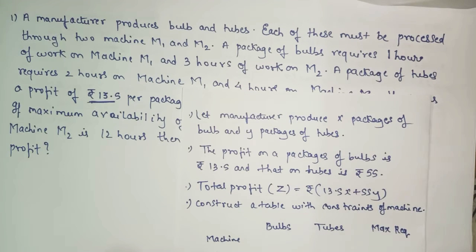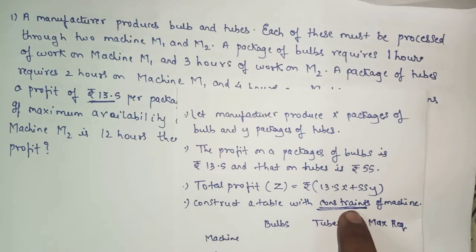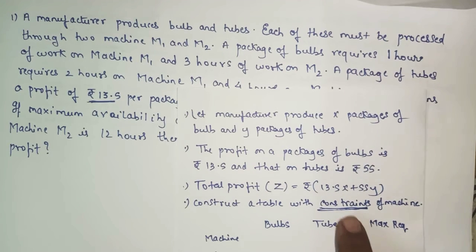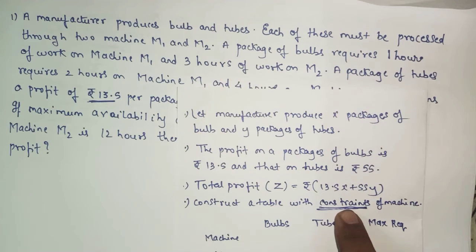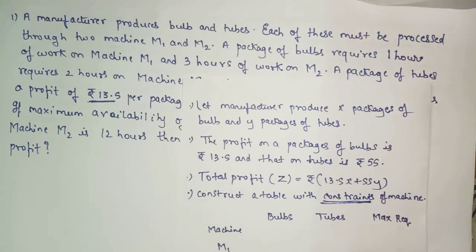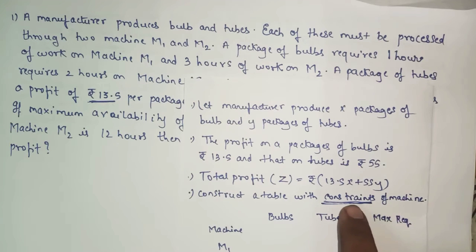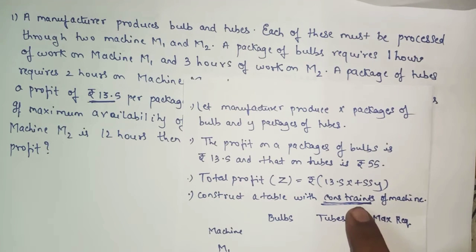Now what do you mean by the word constraint in LPP? This word constraint means it has some limitation, it has some boundaries. The solution you get of the inequation or linear equation, the solution which will make an equation true, is known as constraint. Constraint means, in simple language, it has some limitation, some boundaries, okay? So you have to construct a table with constraint of machine. Once again I will explain. Constraint means it has some limitation and boundaries for a particular solution, it will not go beyond that. The solution which will make an equation true is known as constraint, okay?